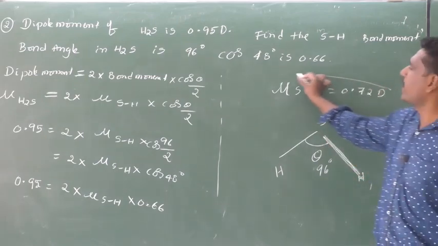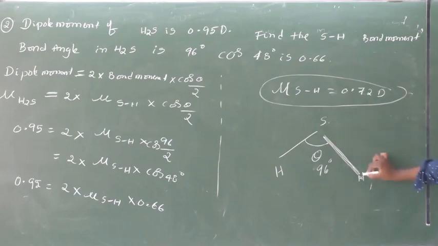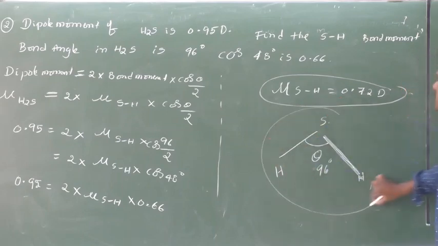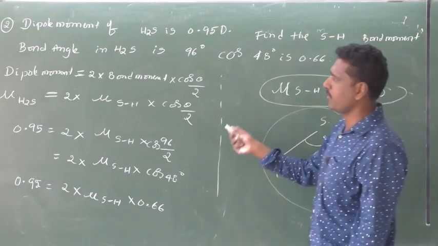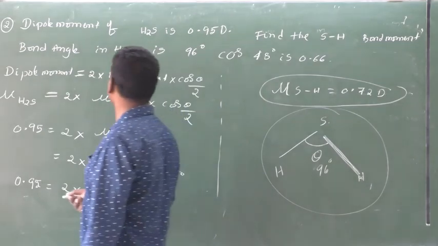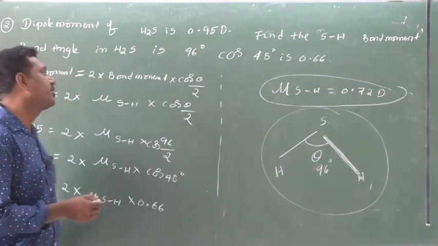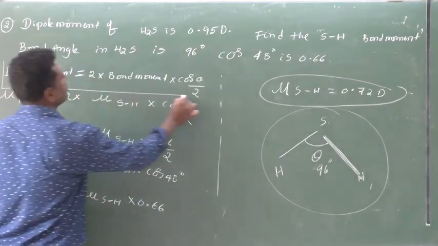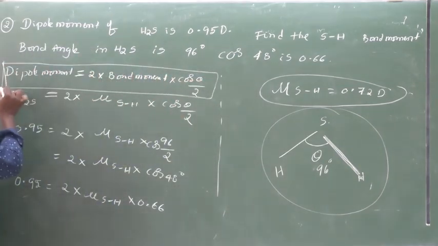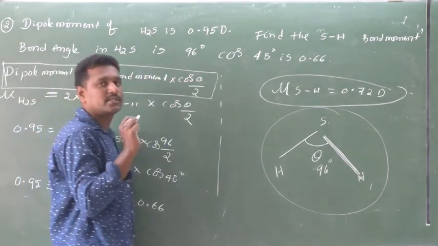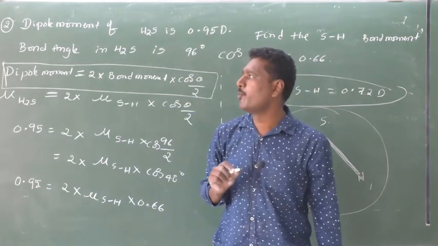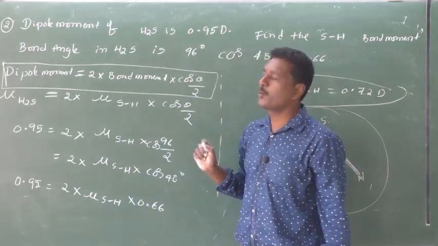This SH bond moment value is 0.72 dipole. So 0.95 is the dipole moment given. So dipole moment equals 2 into bond moment into cos theta by 2. This is the formula. So this is also the second model of dipole moment.